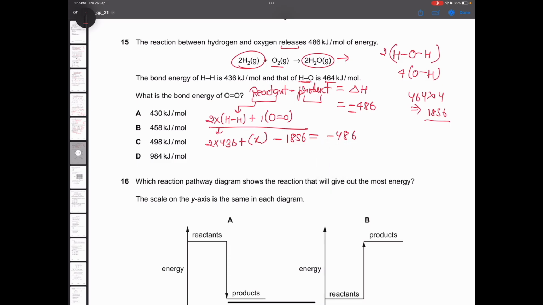Now we do the simple maths. This will be 872 minus 1856 plus x is equal to negative 486. 872 minus 1856 plus 486 is equal to x. Now let me do the maths here again. 872 plus 486 minus 1856. So the answer is coming out to be 498 kilojoules per mole. So option C is the correct answer.